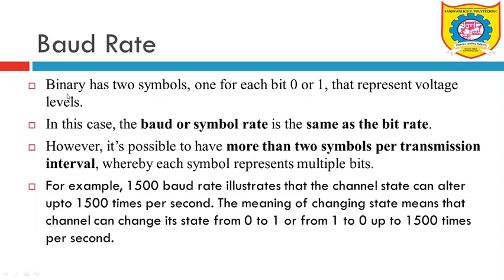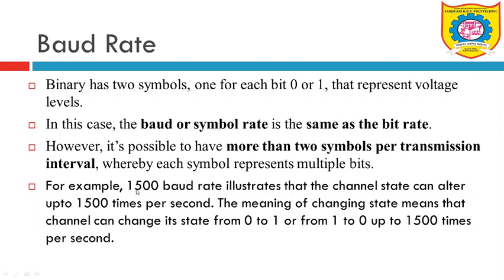See here, the binary has two symbols, that is 0 and 1, which represent the voltage level. In this case, the baud rate and symbol rate are the same. However, it is possible to have more than two symbols per transmission interval, whereby each symbol represents multiple bits. So in that case, bit rate will be more than the baud rate.